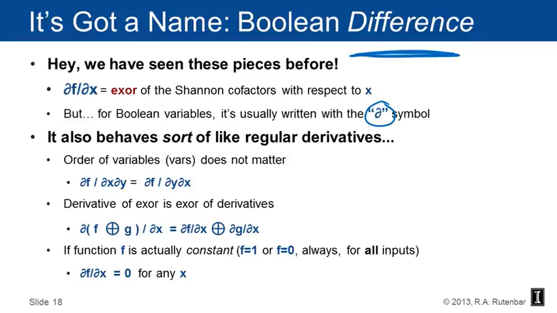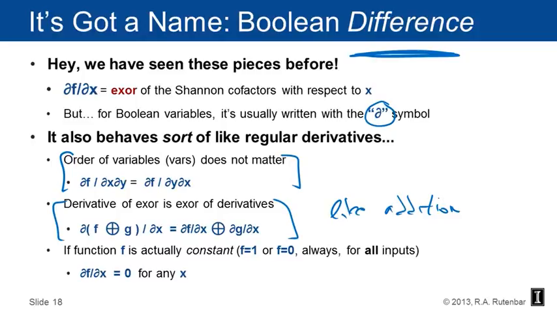And the thing that's interesting is that it kind of behaves like calculus. So, for example, you can do differences with respect to more than one variable. You can do del f del x and then del y. And it doesn't matter if you do x first or y first. The order doesn't matter. That's just like calculus. And the derivative of the XOR is the XOR of the derivatives. That's kind of like addition in regular calculus. So that's interesting.